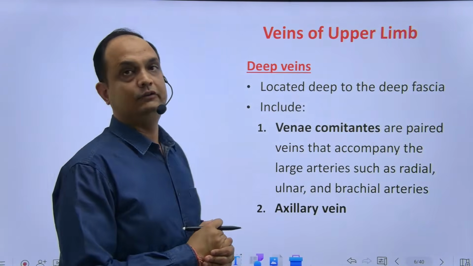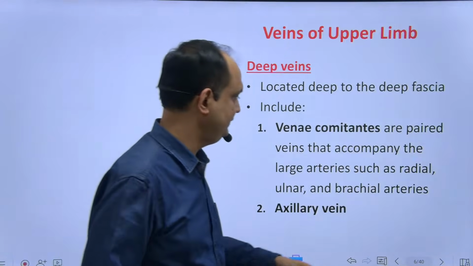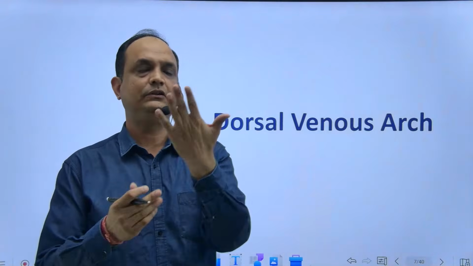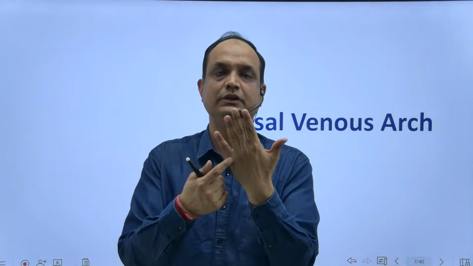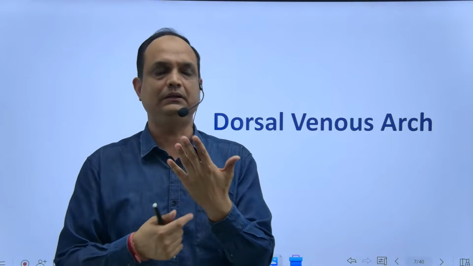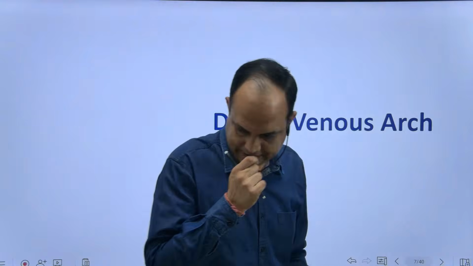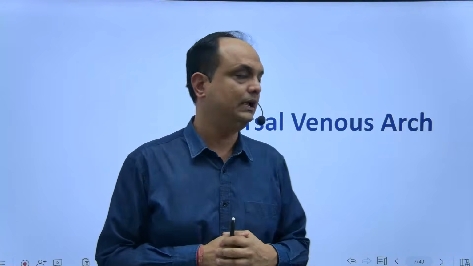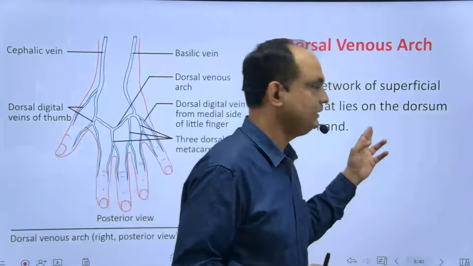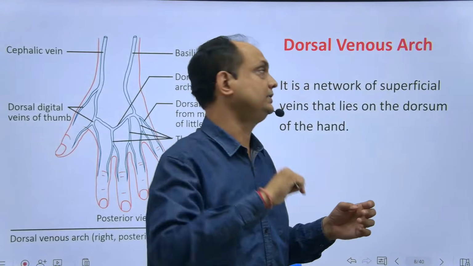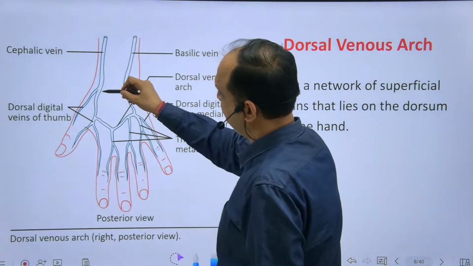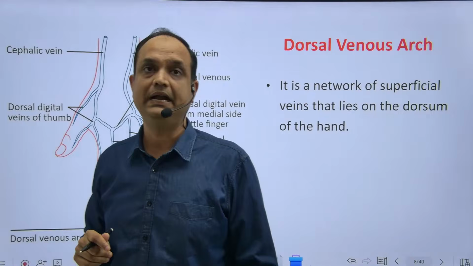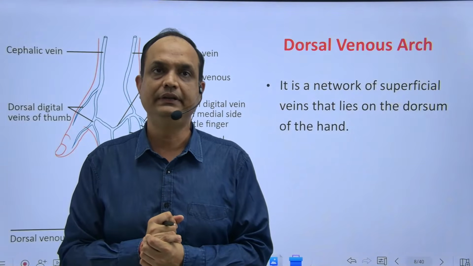First is the superficial venous arch. It is present on the dorsum of the hand, and that's why it is known as the dorsal venous arch. Why is it known as dorsal venous arch? Because it is present on the dorsum of your hand. It is an arch because it is an arch-shaped structure. Here in the hand you can see this arch-shaped structure present on the dorsal surface of your hand. That's why it is known as the dorsal venous arch.